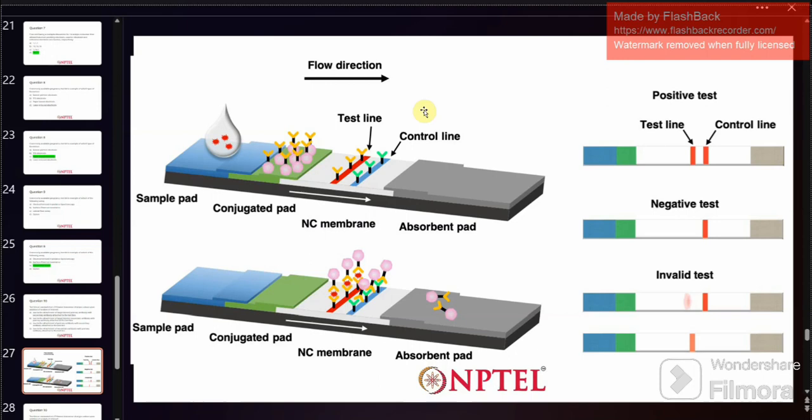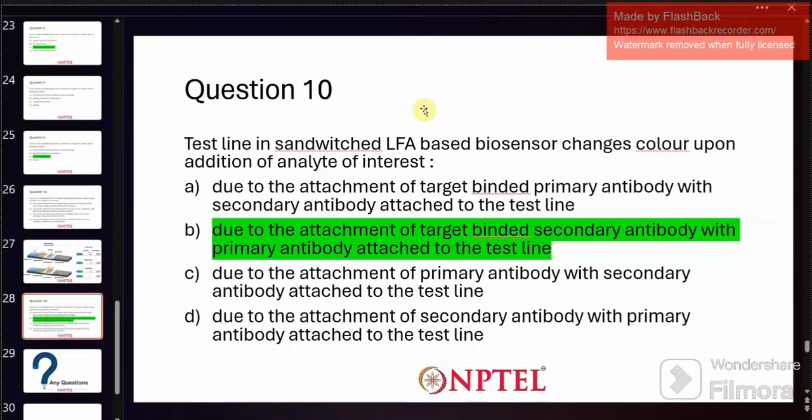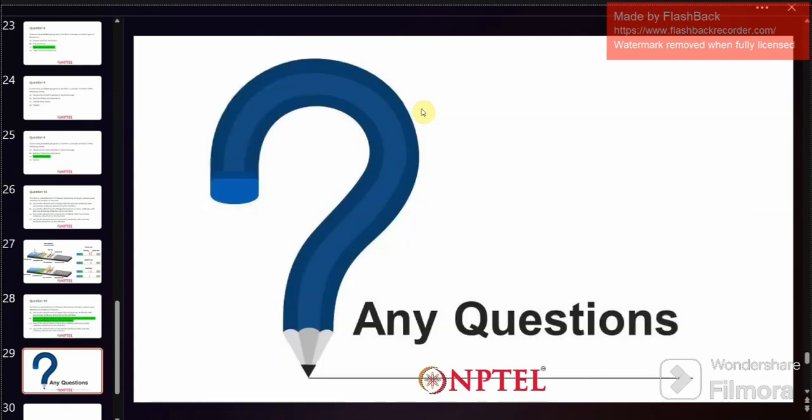If the test is negative, there will be no analyte at the test line. The control antibody will attach with the secondary antibody, and then there will be a color change happening at the control line. So that is how it is. So the answer is basically due to attachment of target bound secondary antibody. Target bound is the analyte of interest with the antibody, and with the primary antibody attached to the test line. So any questions?